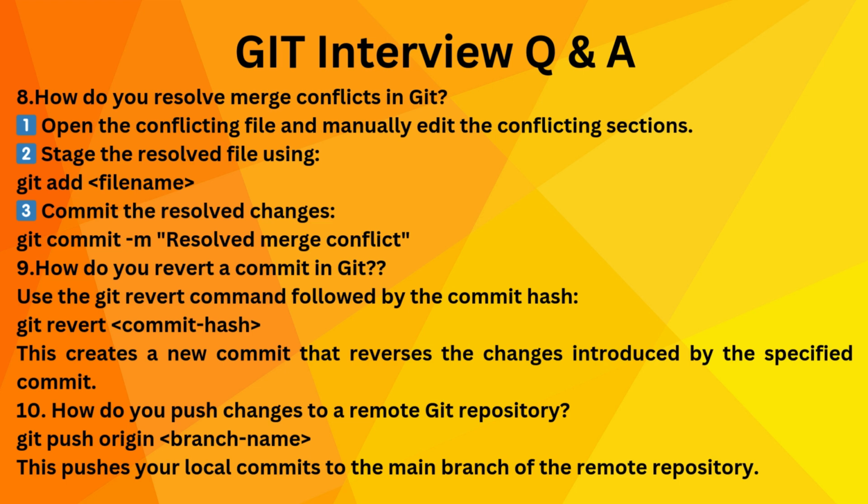How do you revert a commit in Git? Use the git revert command followed by the commit hash: git revert commit hash. This creates a new commit that reverses the changes introduced by the specified commit.